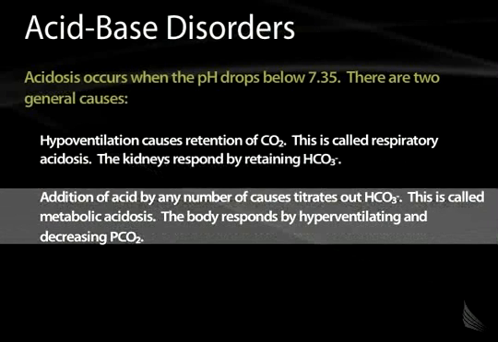Now, the other thing that can cause acidosis is addition of acid by any number of causes. What happens when we add acid is that it titrates out the bicarbonate, which gets converted to CO2 and water, and that decreases the bicarbonate concentration in the fluid. As the bicarbonate concentration goes down, so goes down the pH. Now, we can compensate for that by hyperventilating, decreasing the partial pressure of CO2, which leads to an increase of pH back to the normal level.